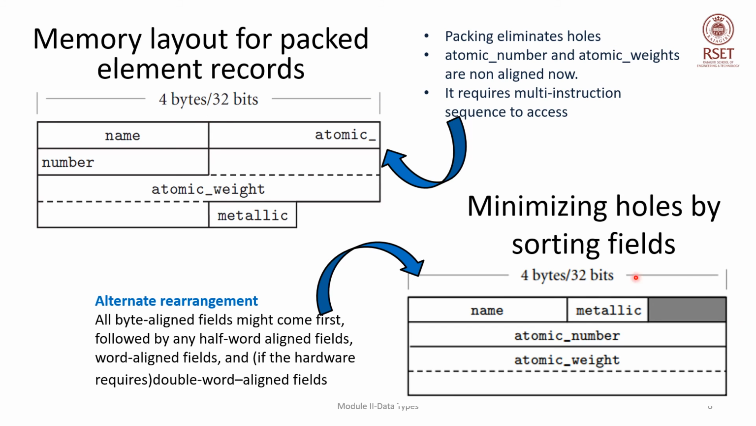In the second rearrangement, we minimize holes by sorting the fields. That is, name and metallic, these two are the smallest among the components, and they are kept at the beginning. And the hole is minimized to 1 byte. Atomic number and atomic weight are the same as in the first diagram.